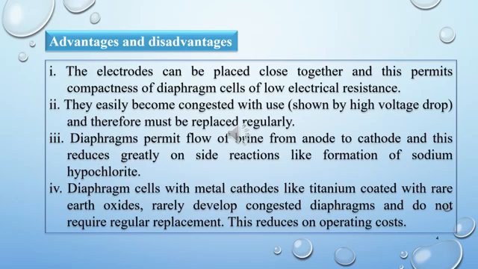Now, we are going to discuss some advantages and disadvantages of the diaphragm cell. The first point is that the electrodes can be placed close together, and this permits compactness of the diaphragm cell of low electrical resistance. They easily become congested with use and therefore must be replaced regularly.